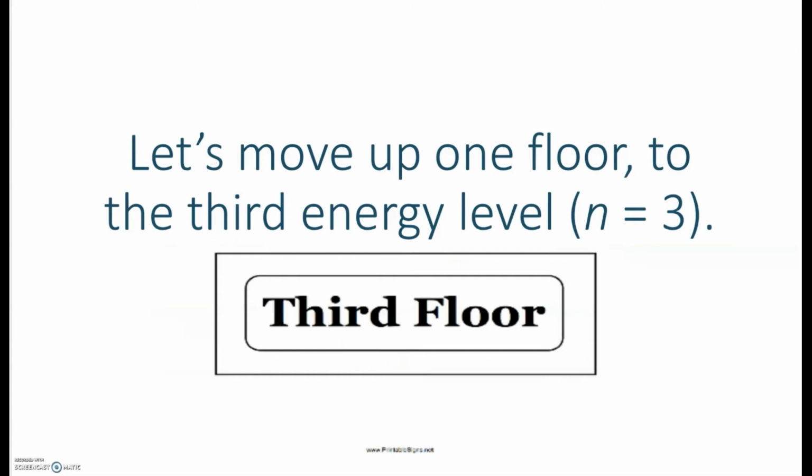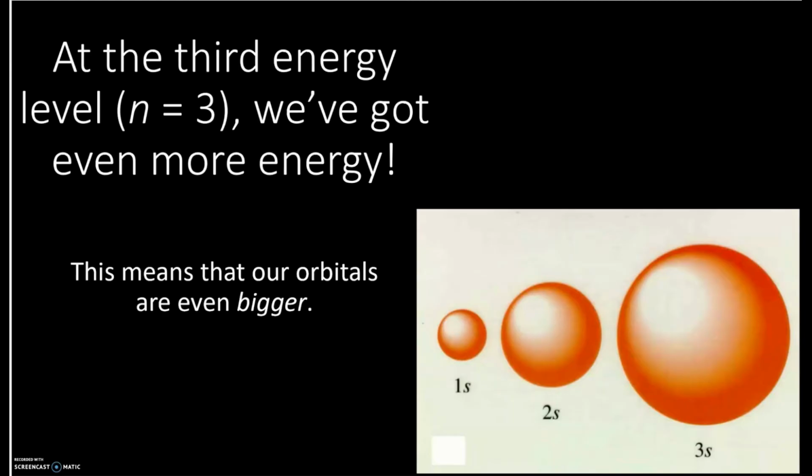Okay, we're going up to the 3rd floor. So here we are on the 3rd floor, and now n equals 3. That means that L can have values of 0, 1, or 2. And that means that there is now a new shape.